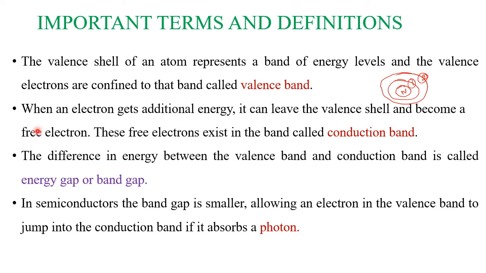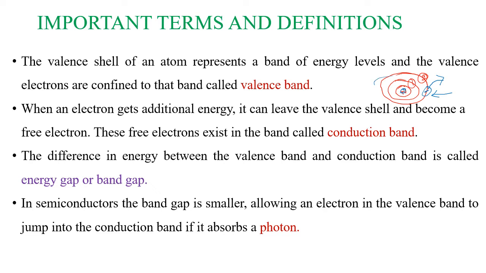Let's look into the conduction band. When an electron gets additional energy, it can leave the valence shell and become a free electron. We can state it like that. There are some electrons here, but when an electron gets additional energy, this electron will come out of that band and out of the shell.